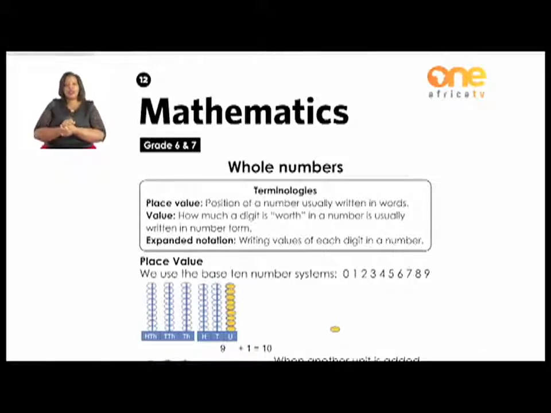The first one is the place value, and the definition of that is the position of a number, usually written in words. The value is how much a digit is worth in a number, and it is usually written in number form. Expanded notation is writing the values of each digit in a number. Those are the terminologies, so we have to go one by one, breaking them down.